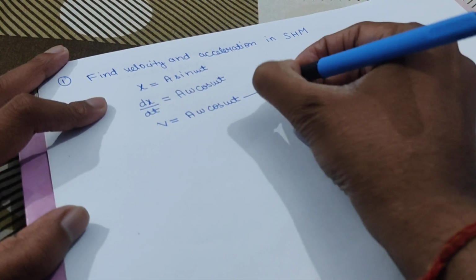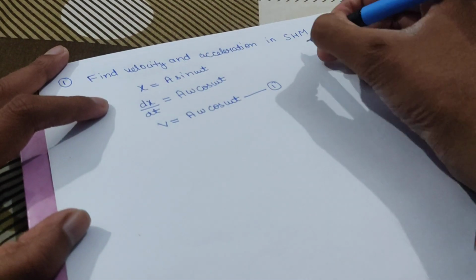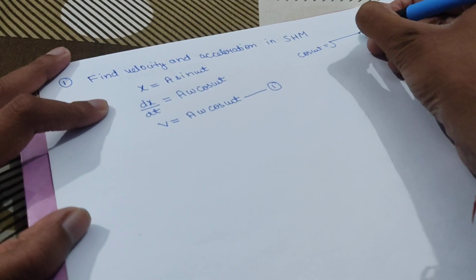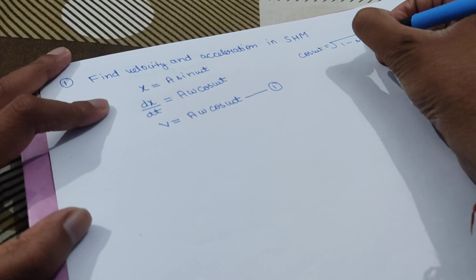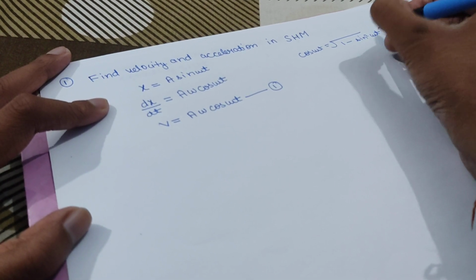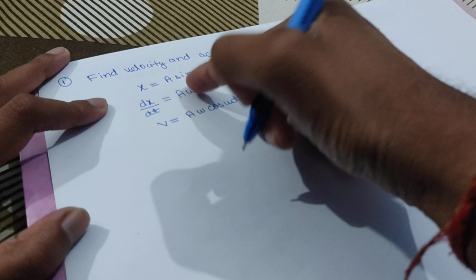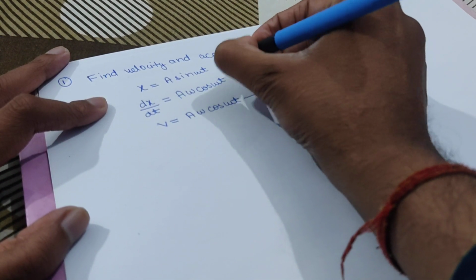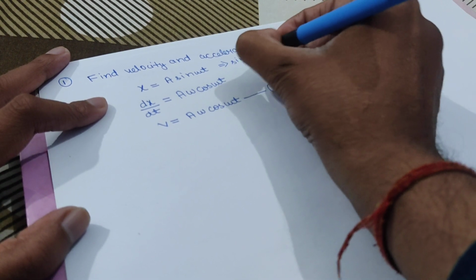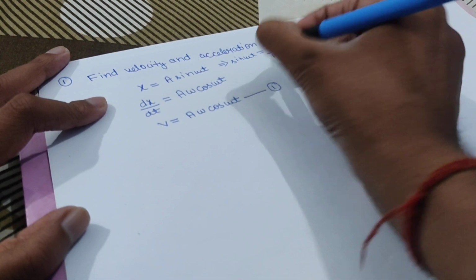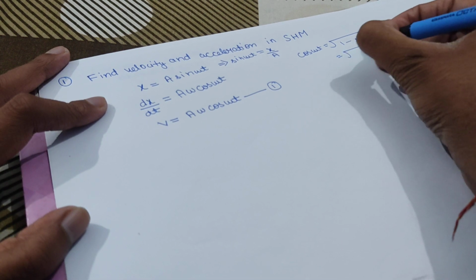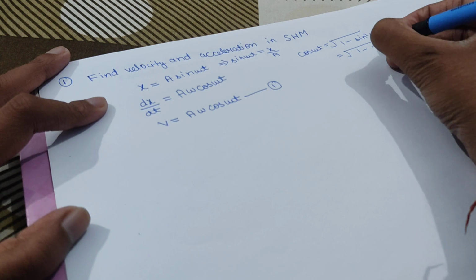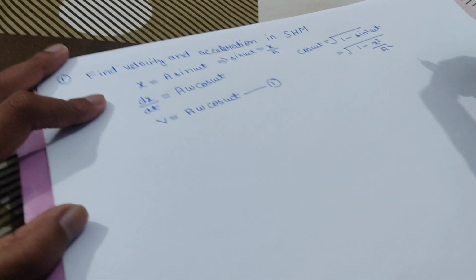Take this equation 1, and now you know cos omega t is also under root 1 minus sine square omega t. If you want to find sine omega t, sine omega t is equal to x by a. So put x by a instead of sine omega t, so it will be x square by a square.